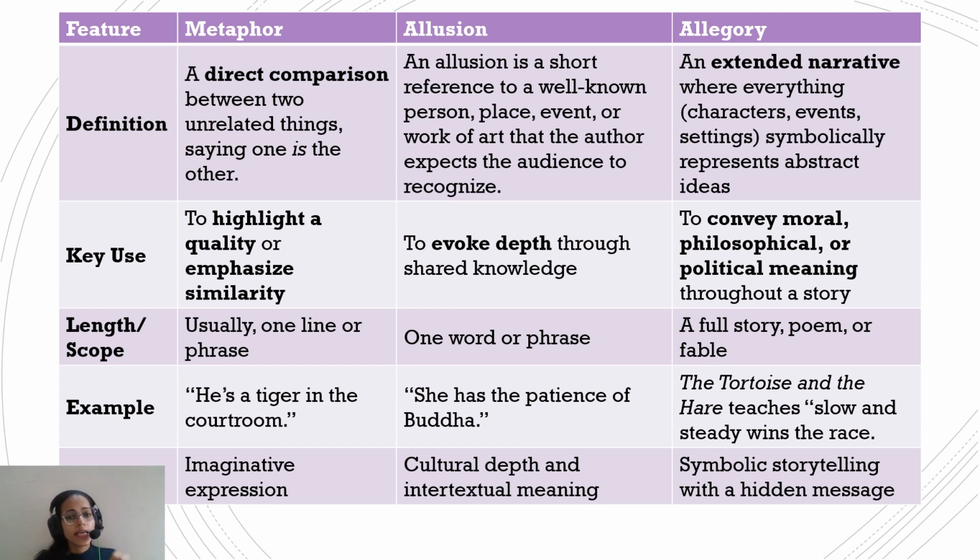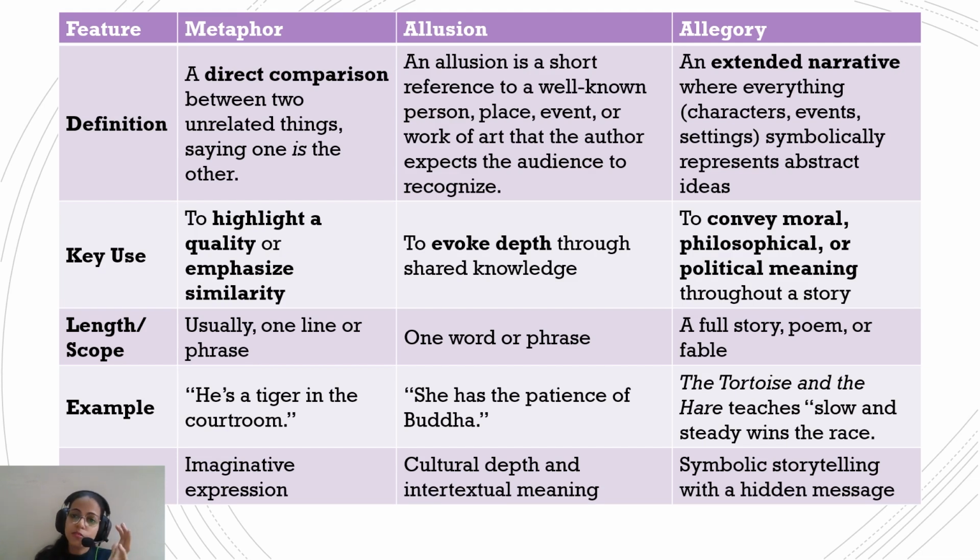What is an allusion? An allusion is a short reference to a well known, mind you, well known person, place, event, or work of art that the author expects the audience to recognize. For example, we did that Romeo example. We all know who Romeo is, so we'll understand that Romeo has been used for comparison. He's a well known person. So it is often done to evoke depth through shared knowledge.